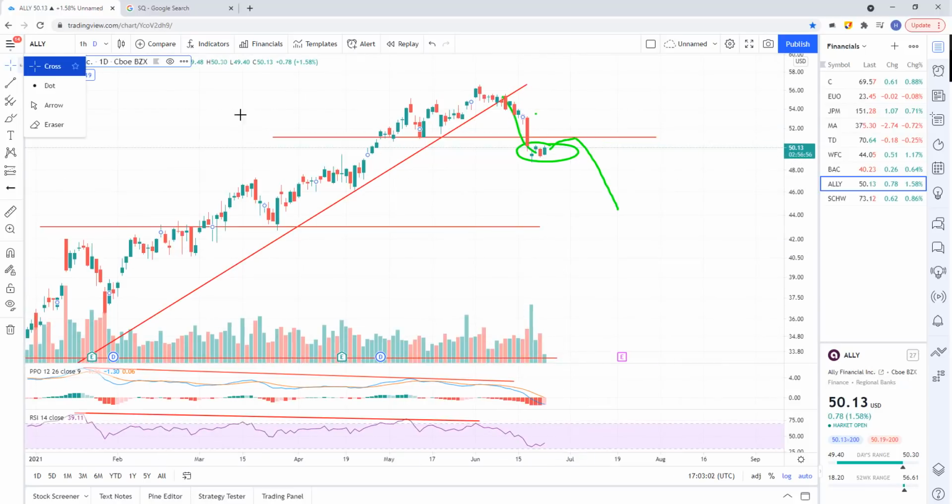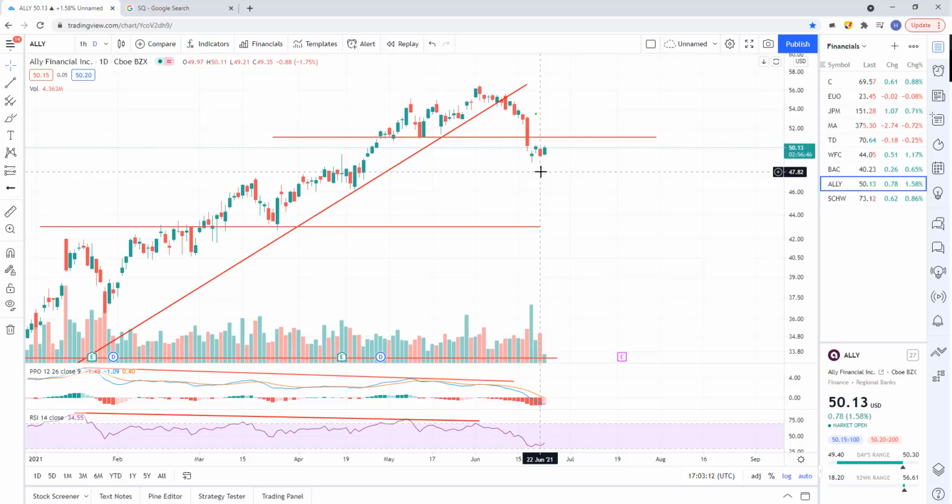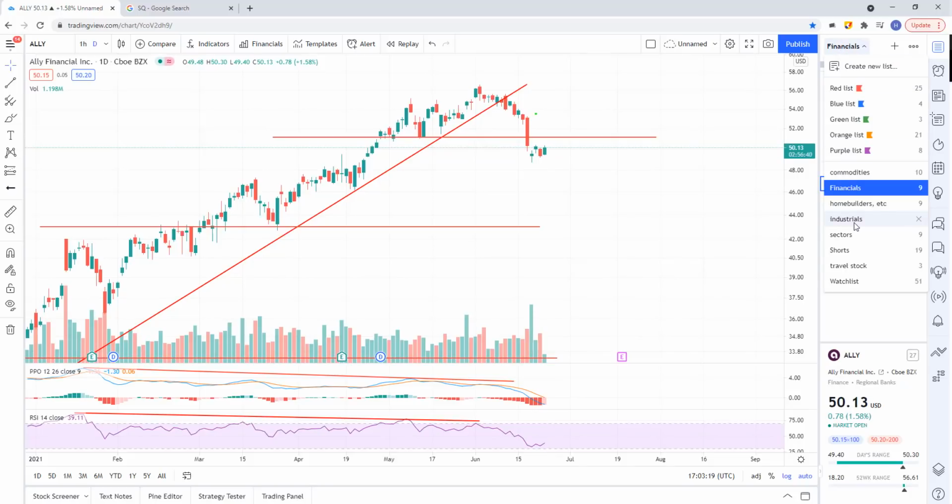Nothing's changed technically on this, so I don't always call out the trades every single day that I've talked about when they get going, because usually you're going to get little bounces along the way and then just have continuation patterns. In general, these financials still look good to the downside, and I'm continuing to stay short.